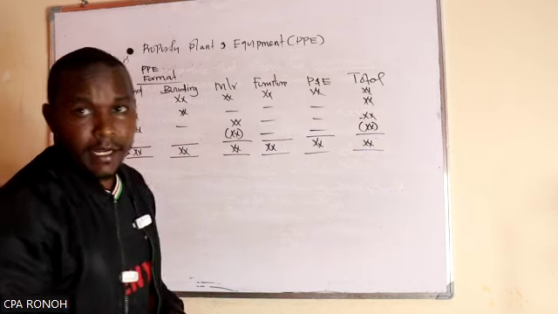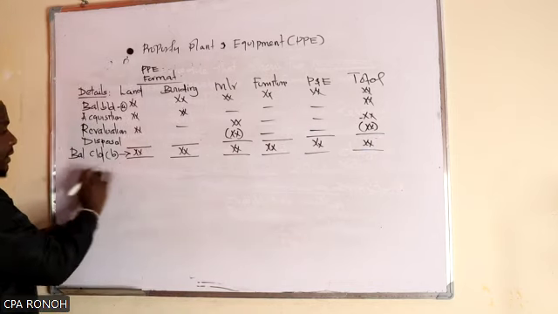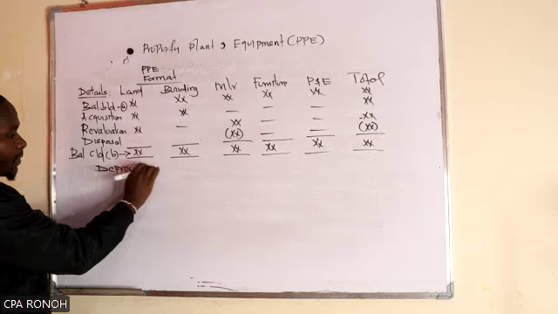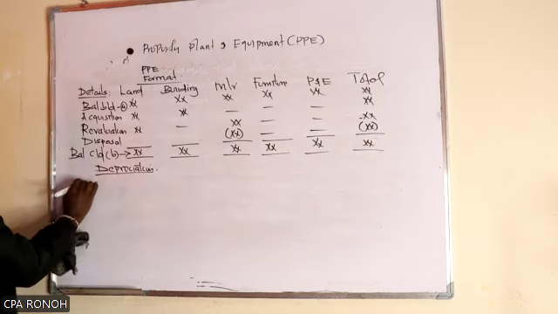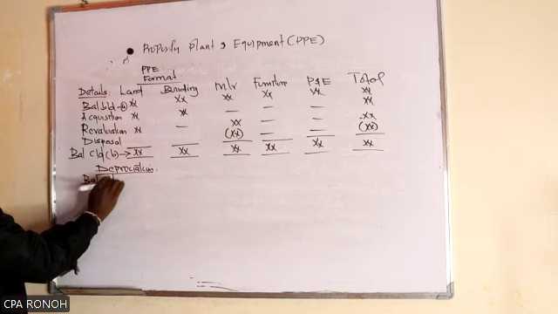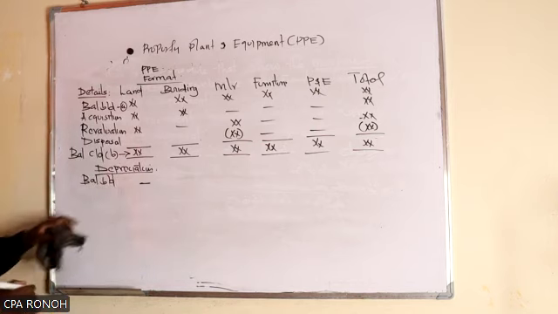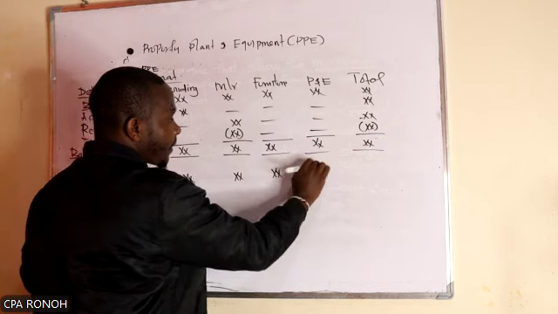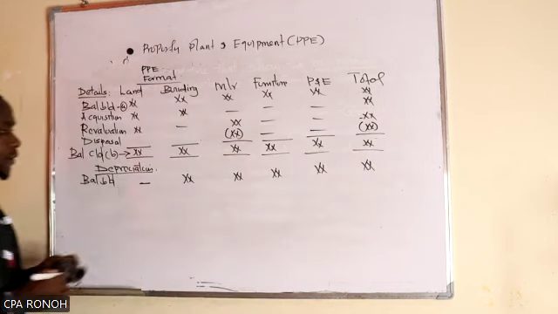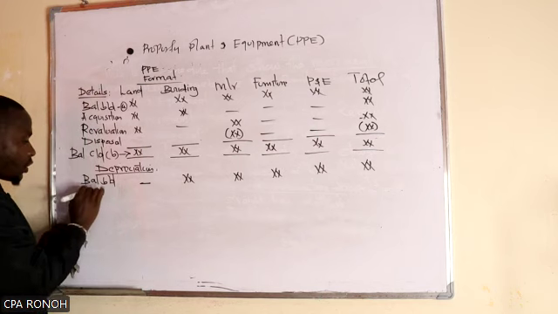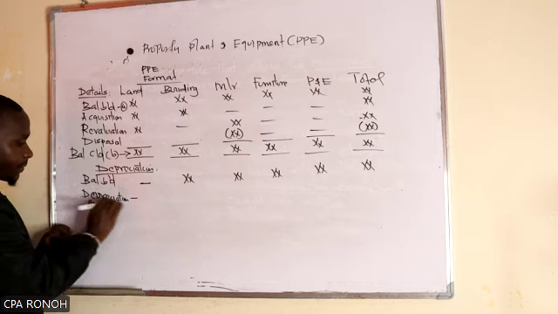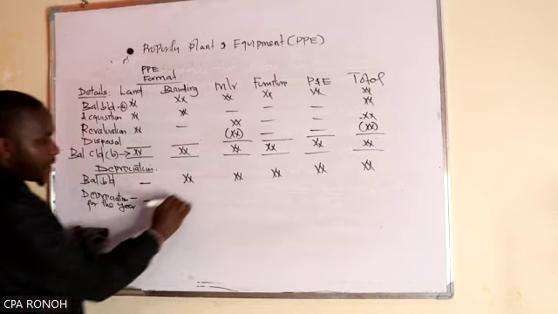Now we have the second part, which is the part of depreciation. The second part is depreciation, which will have balance brought forward. We don't depreciate land. The others, we can depreciate. And then there is depreciation for the year. We don't depreciate land.